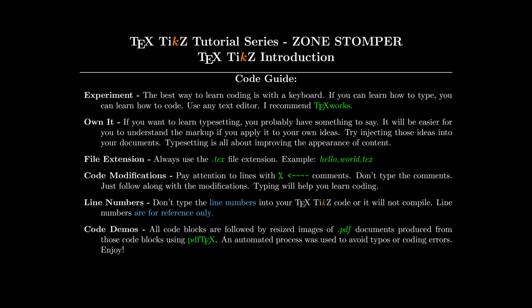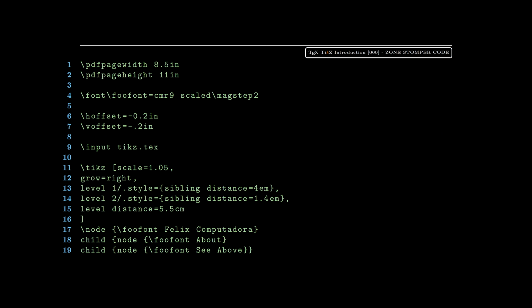The code demos, after the code blocks, you're going to see the screenshots of actual PDF documents produced from those same code blocks. So there shouldn't be any typos, any coding errors, because what you see on the screen is actually what produced the PDF documents.